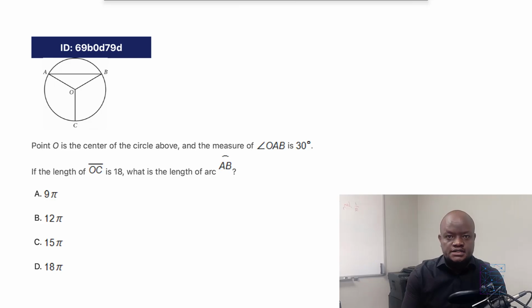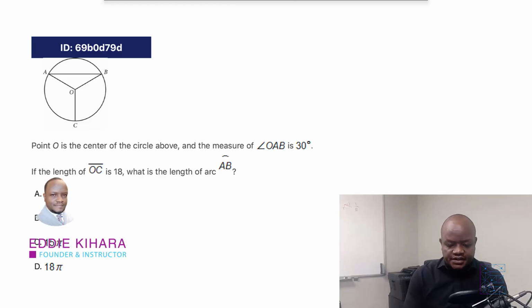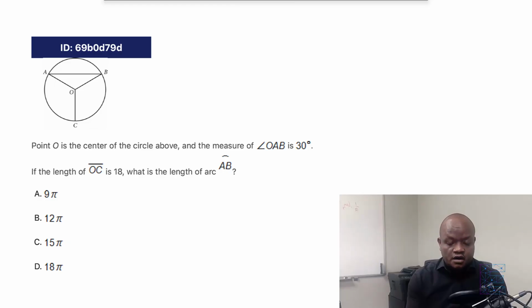Point O is the center of the circle above, and the measure of angle OAB is 30 degrees. If the length of OC is 18, what is the length of arc AB?